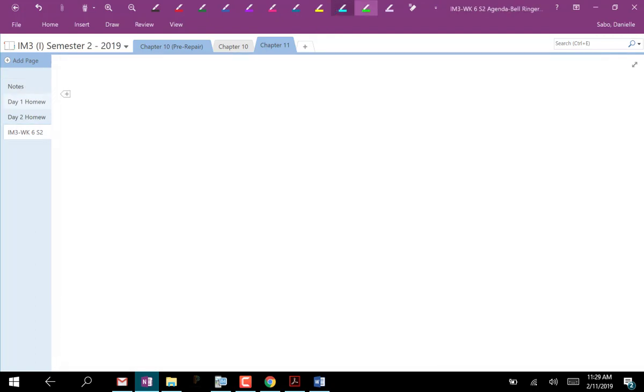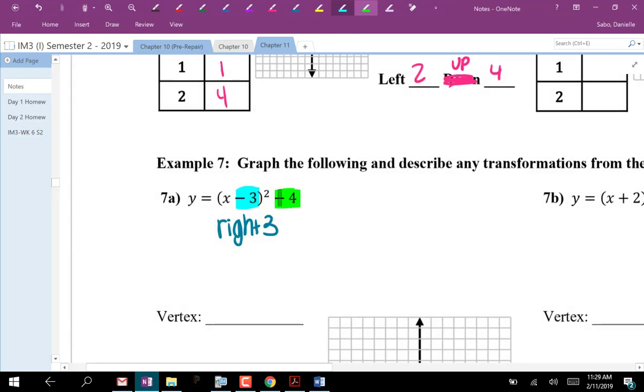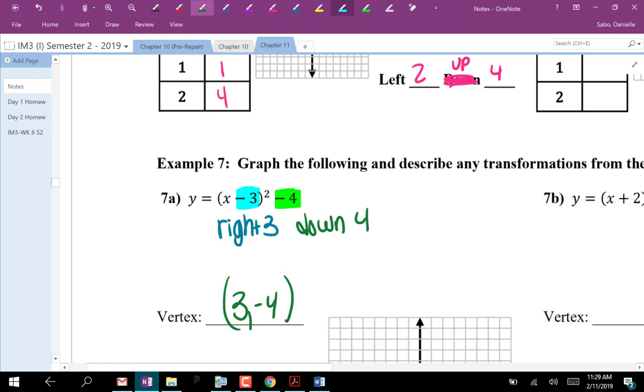Hold on, something just happened. What about this negative 4? Are we going to be going up or down 4? Down. So I have down 4. That now is going to be your vertex. So if I go right 3, down 4, my vertex is going to be 3 comma negative 4 because I went down 4. And then we use that pattern to help us out.